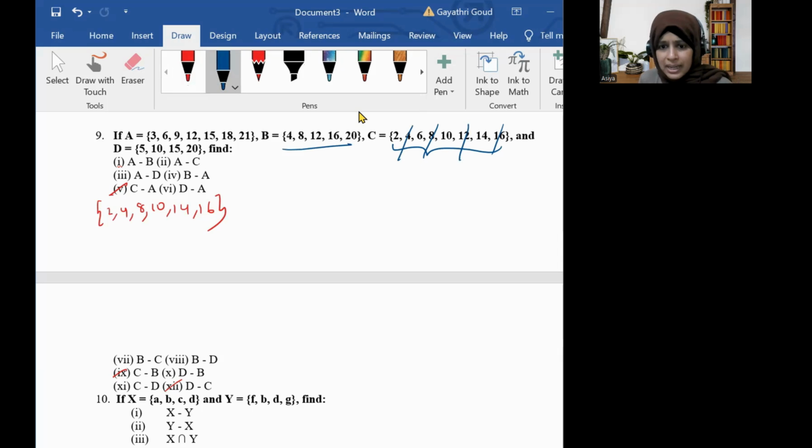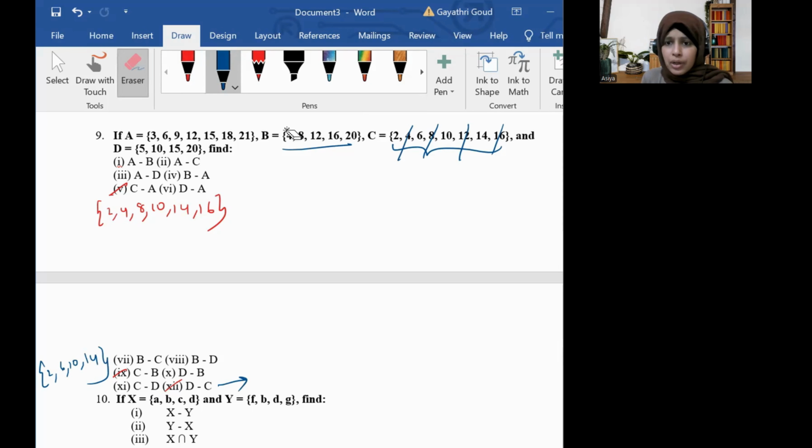So what are the remaining elements now? We are doing our ninth one, right? Yes, C minus B. The remaining elements are 2, 6, 10, and 14. I hope that's clear. Now, let's move on to the last question.